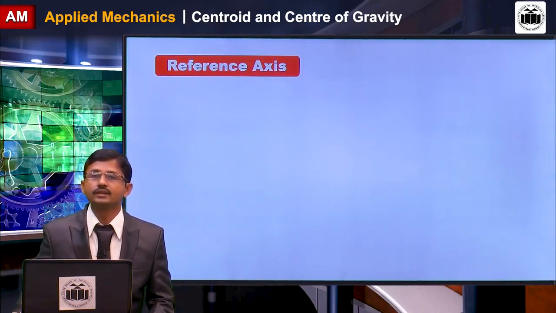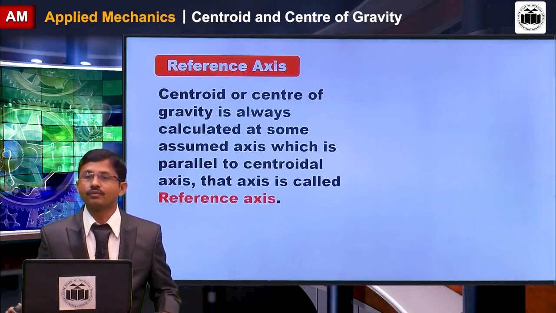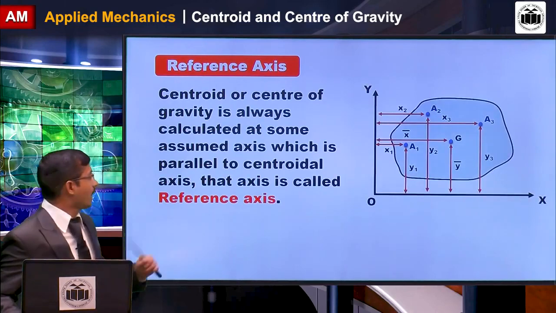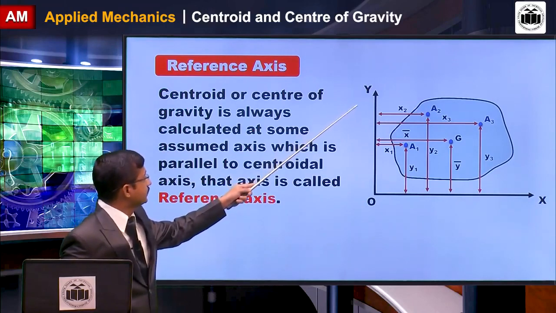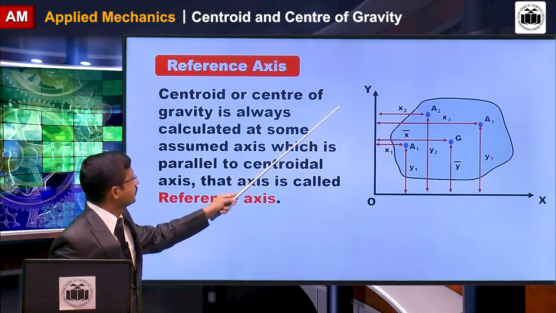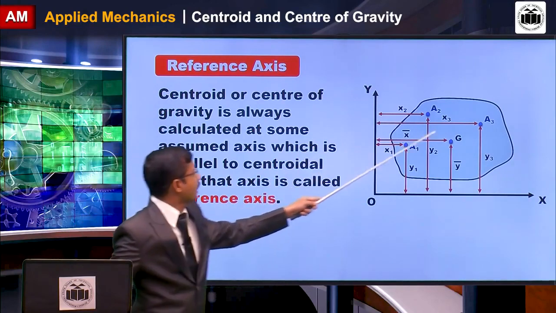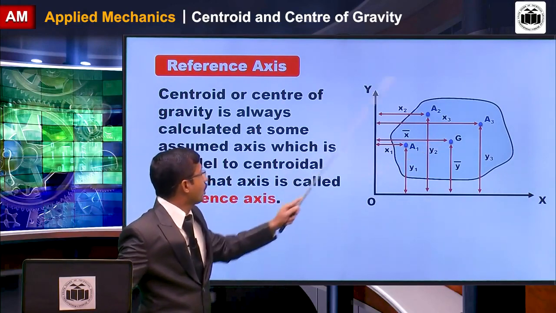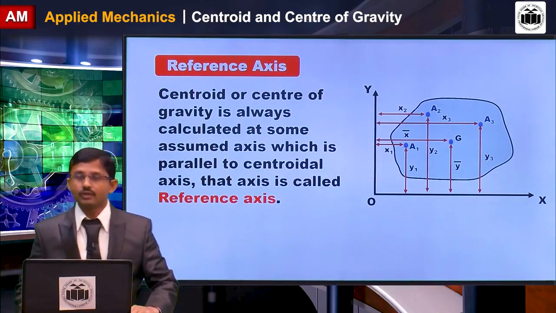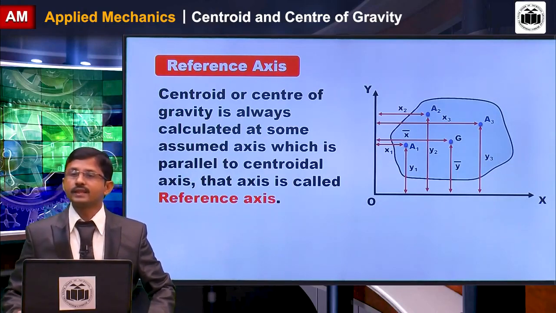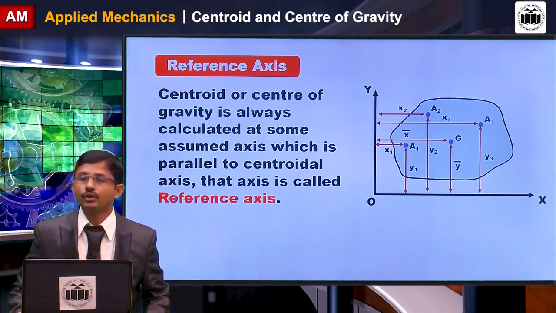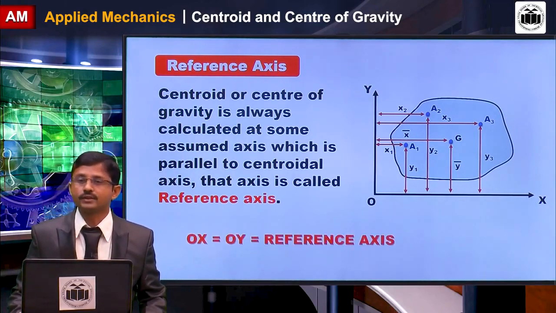Now we will discuss the reference axis. The reference axis is also important. In this, you have to assume OX and OY as the reference axes, and from these reference axes you have to calculate X bar and Y bar for individual figures as well as composite figures. This reference axis is very important for locating the centroids.